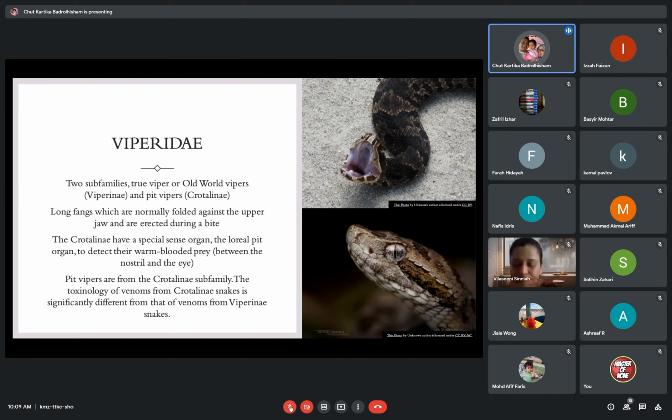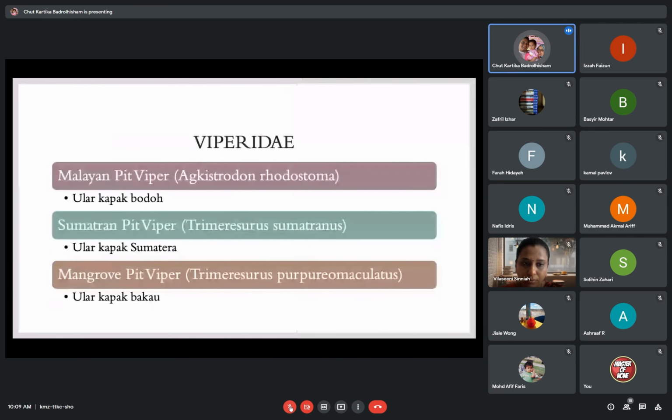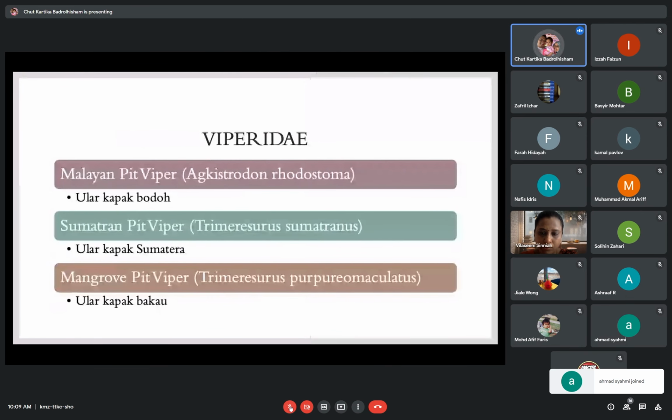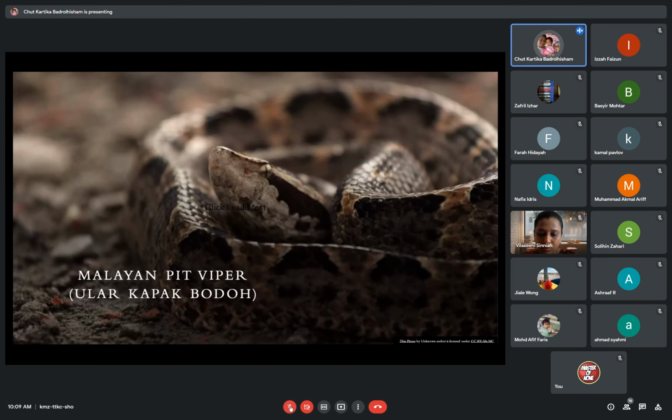Common Viperidae, we have the Malayan pit viper, ular kapak bodoh. Also the mangrove pit viper, ular kapak bakau. The Sumatran pit viper, ular kapak Sumatera, is not really common. So for example, this one is the Malayan pit viper, ular kapak bodoh. Also the mangrove pit viper, ular kapak bakau.